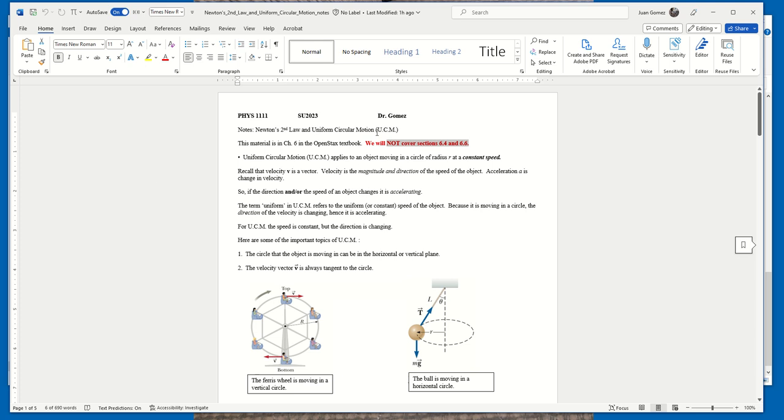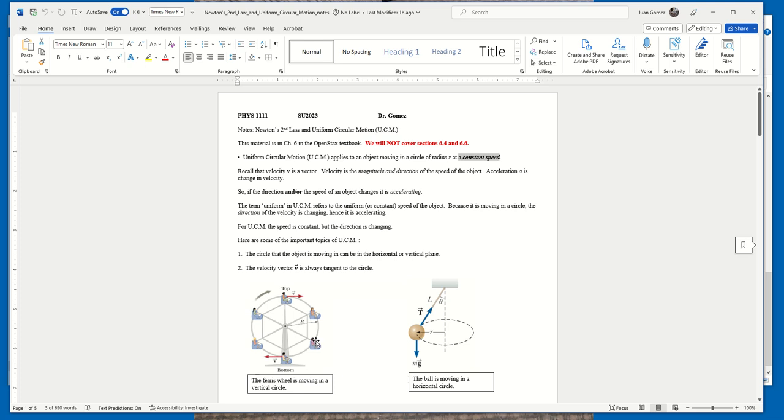All right, so when we talk about uniform circular motion, which I'll hereafter refer to as UCM, well, circular obviously means it's an object moving in a circle. We'll call the radius of the circle r. But uniform means that it's moving at a constant speed. Its direction is changing because the object's moving in a circle.